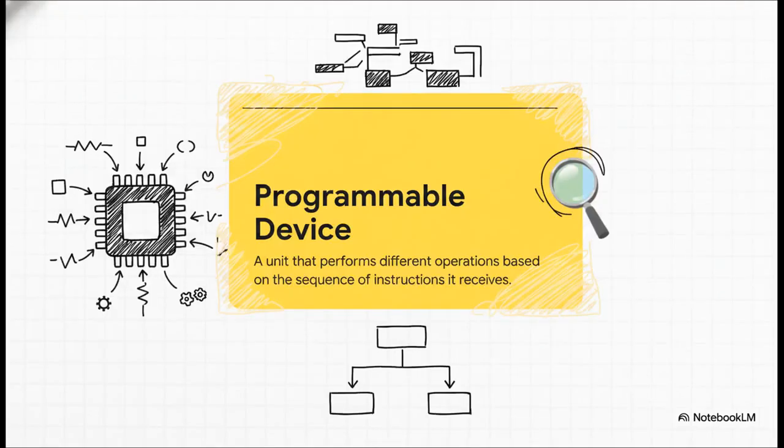First up, programmable device. This basically means the microprocessor isn't rigidly locked into doing just one single chore. It performs completely different operations depending entirely on the sequence of instructions it receives. By simply changing the program, you completely change how the chip manipulates data. Its only real limitation is its specific instruction set, the specific group of operations it was physically manufactured to execute.